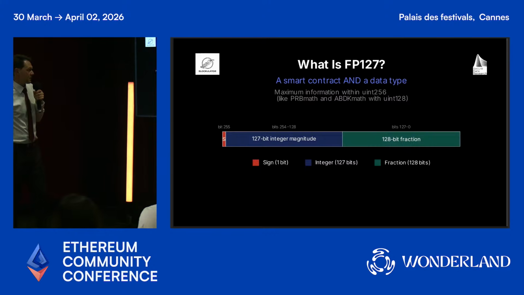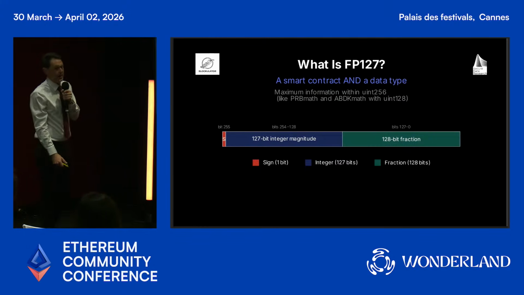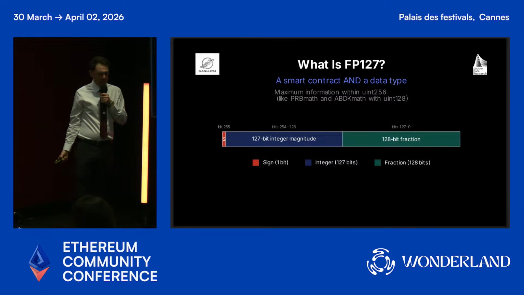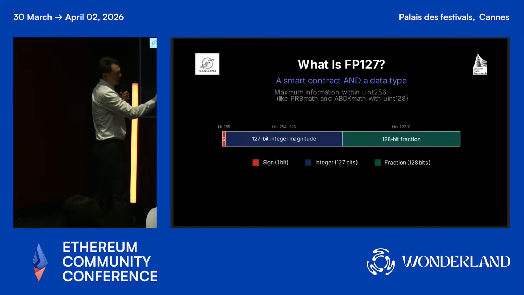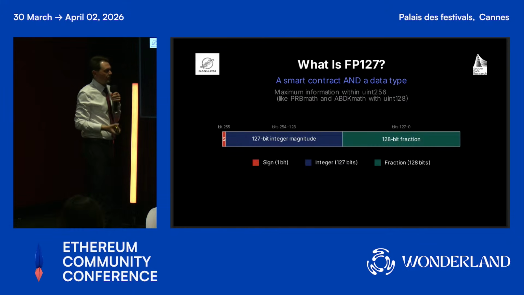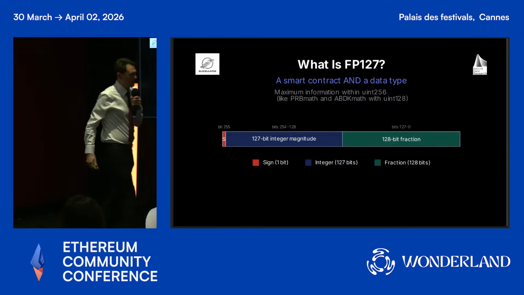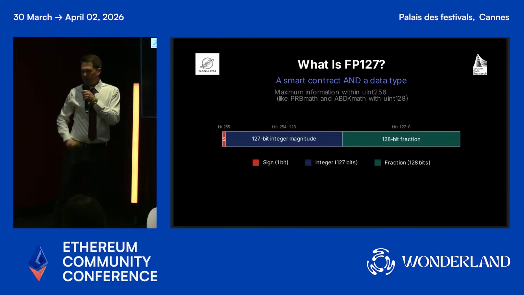So what is fixed point 127? It is a smart contract and a data type, and it has pre-computed tables in it and functions to go with them. There's one sign bit, and I sacrificed one bit from the integer magnitude, so the domain's a bit smaller than it could be perhaps, and then 128 bits for the fractional part, and we'll go to the full 128-bit fractional depth for all these calculations.